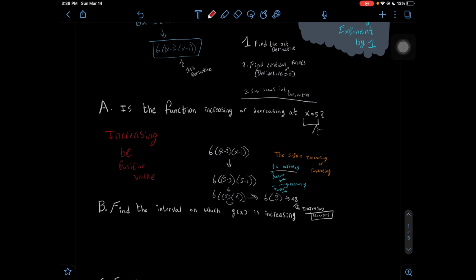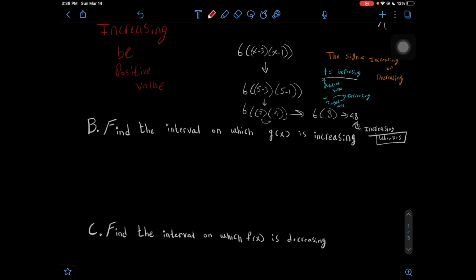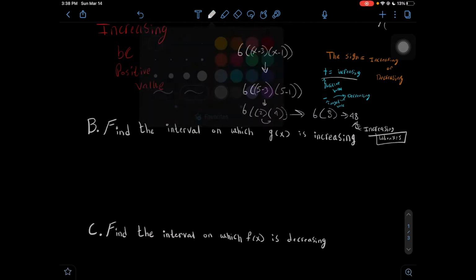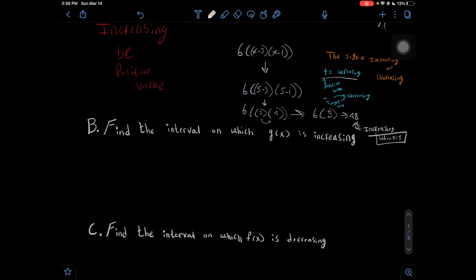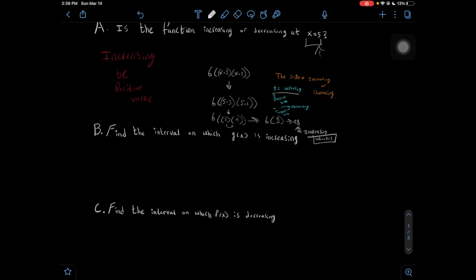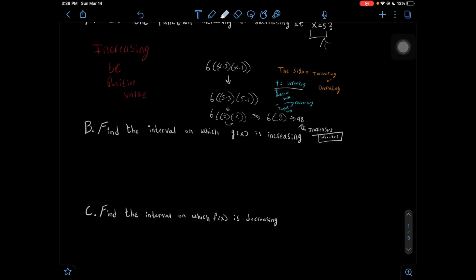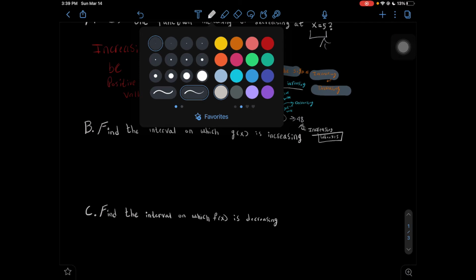That was easy enough. So let's go ahead and do B. And B is asking, find the interval on which g of x, which was our original function, is increasing. And here you can see that obviously we don't have a value like x equals this or x equals that. We just need to find an interval between this point and this point where it's increasing. So B and C have a similar process, where we must remember that the sign is what determines if it's increasing or decreasing.